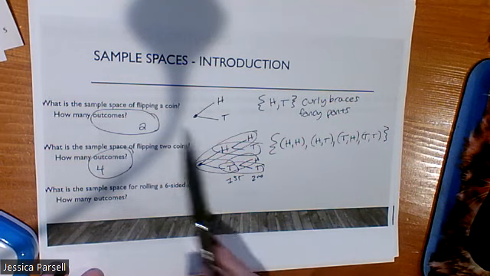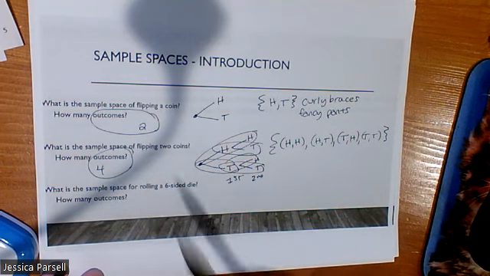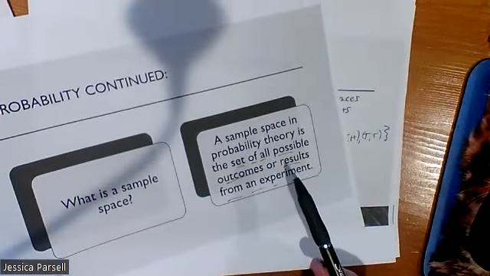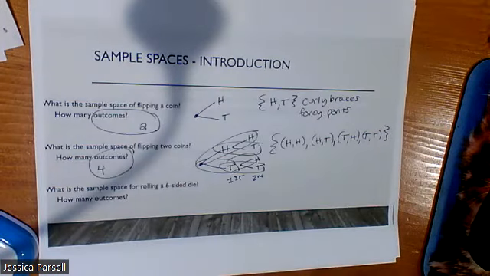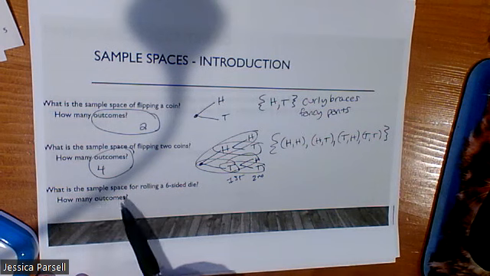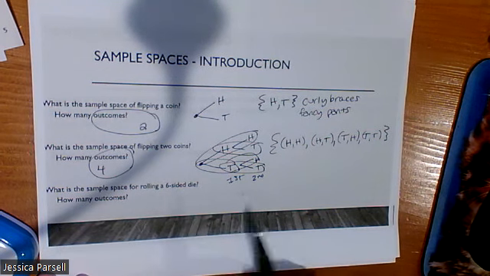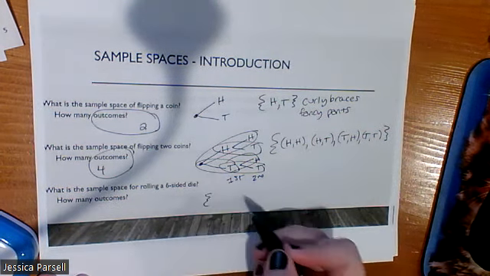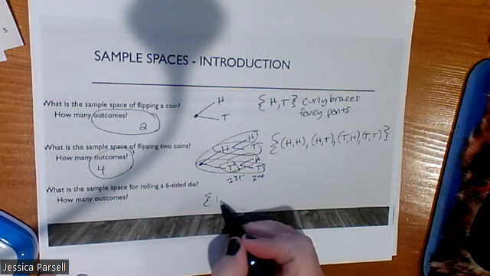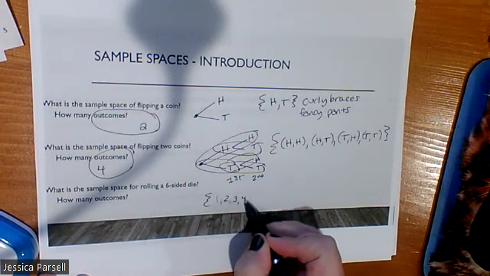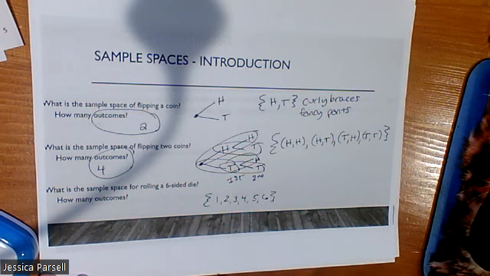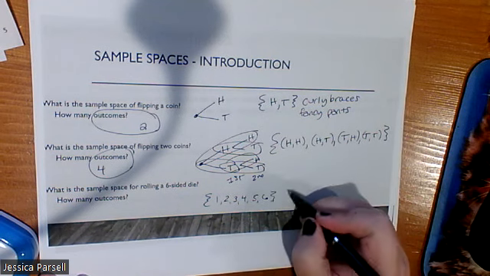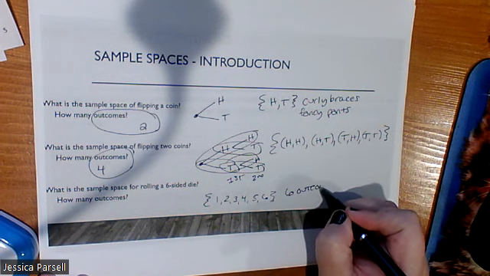Okay, so we're just writing out sample spaces of what could happen. So remember, a sample space is just writing out all possible outcomes or results from some sort of experiment. All right, sample space for rolling a 6-sided die. Well, we know that on a die, you could have a 1, a 2, a 3, a 4, a 5, or a 6. So I'll just put those in their curly braces. So you can have 6 outcomes.